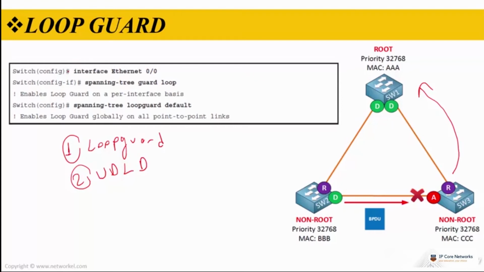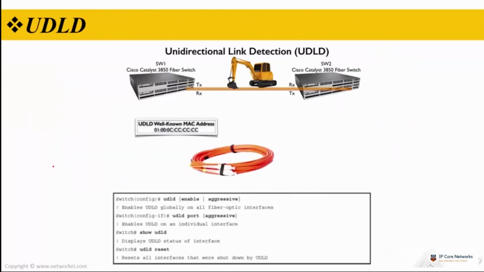Here's how we can configure LoopGuard too. We go to interface mode by typing interface and the name of the interface, Ethernet 0/0 for this example, and we type spanning-tree guard loop, which enables LoopGuard on a per-interface basis. If we type spanning-tree loopguard default in config mode, that enables LoopGuard globally on all point-to-point links.